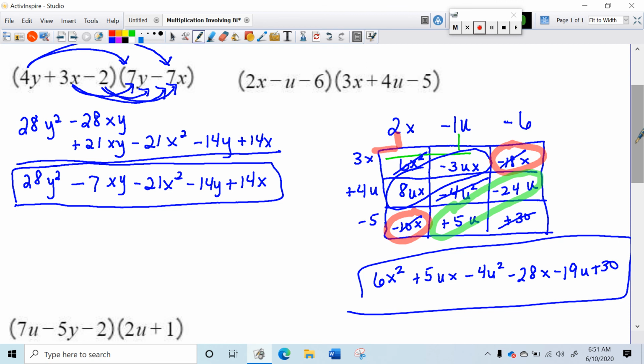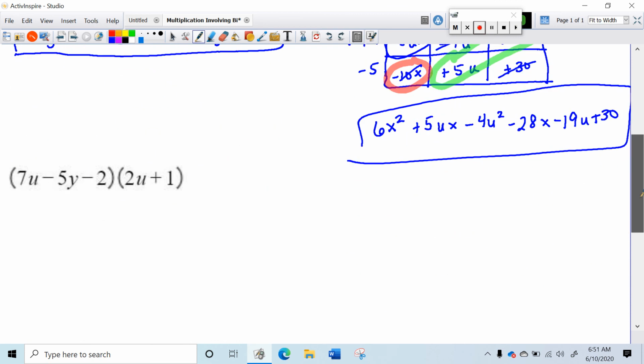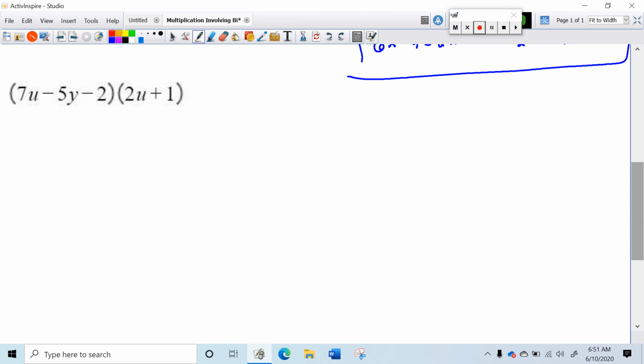So those are the two methods. You can choose whichever one you like. I'm going to go back to the distributive property on the next one.